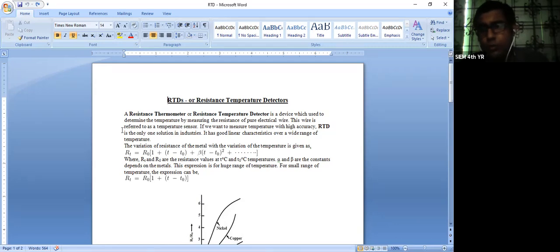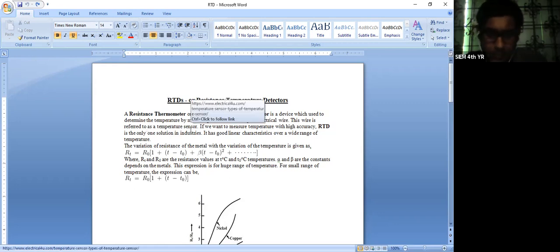So in order to keep the temperature of that particular transmitting device, that is the electrical wire, in check, we need to check its temperature all the time. For this kind of application, RTDs or resistance temperature detectors are employed. So the basic objective of using this device is this. It is referred to as a temperature sensor. Basically it senses the temperature.